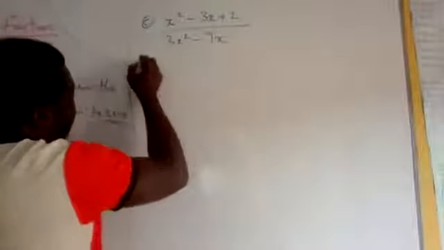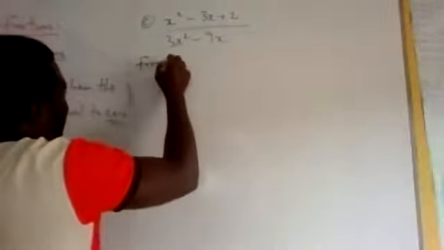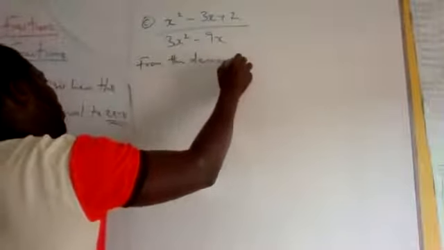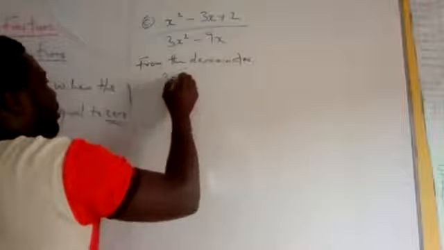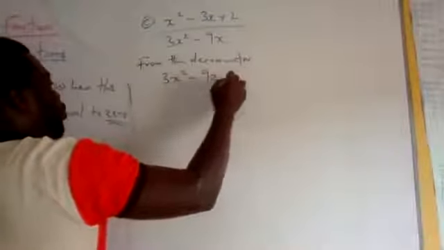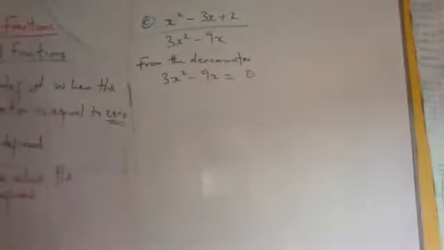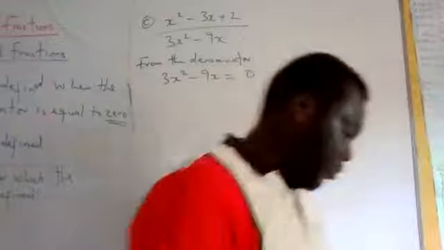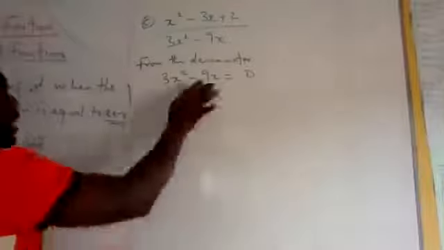Now what do I mean by that? We know that we're taking it from the denominator. 3x squared minus 9x will be equal to zero. We equate it to zero. Are you following me? We equate it to zero. And then from there, what do we do? We can factorize.